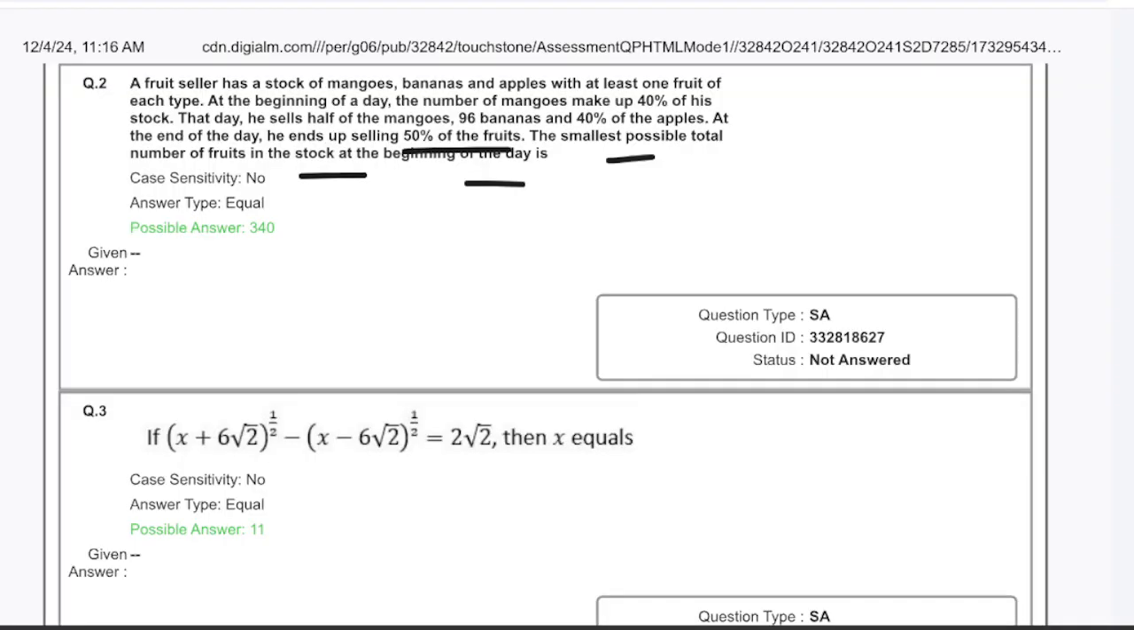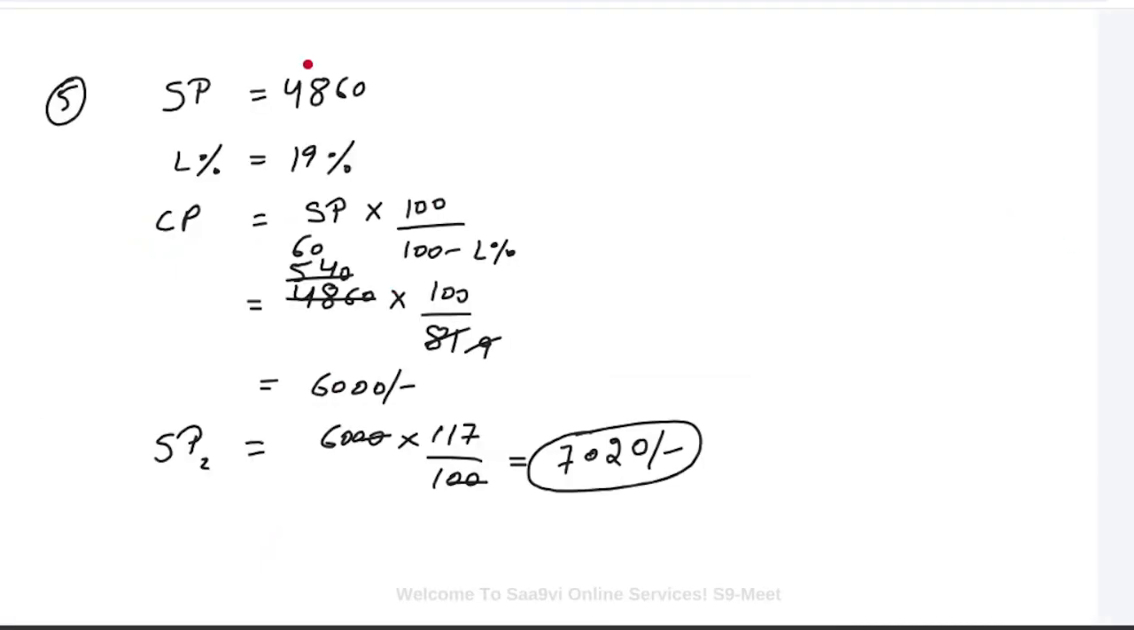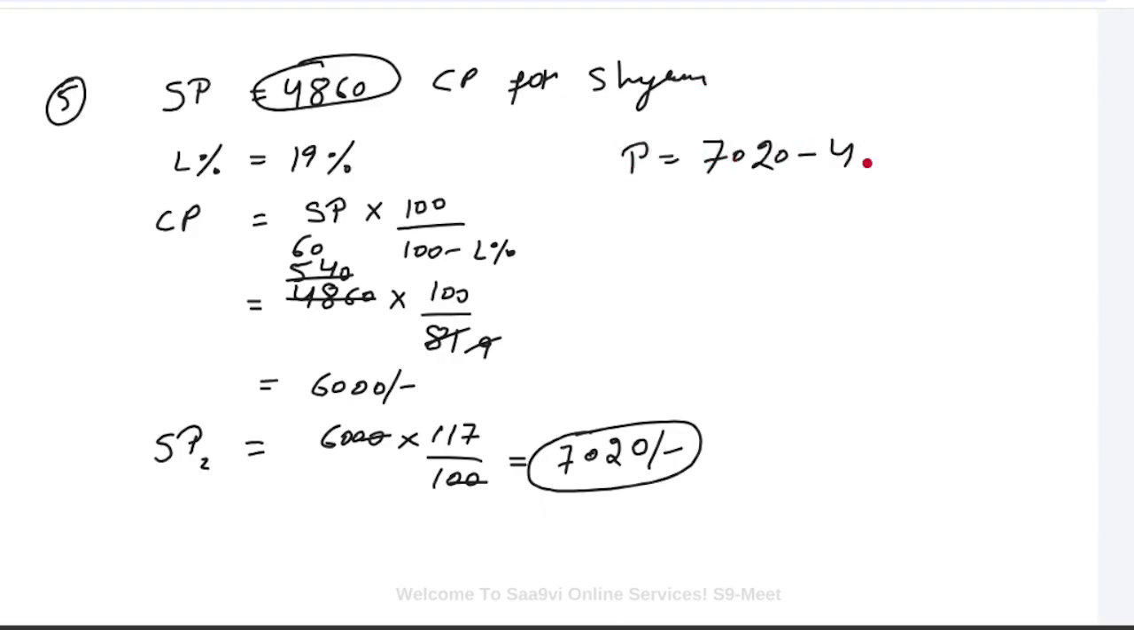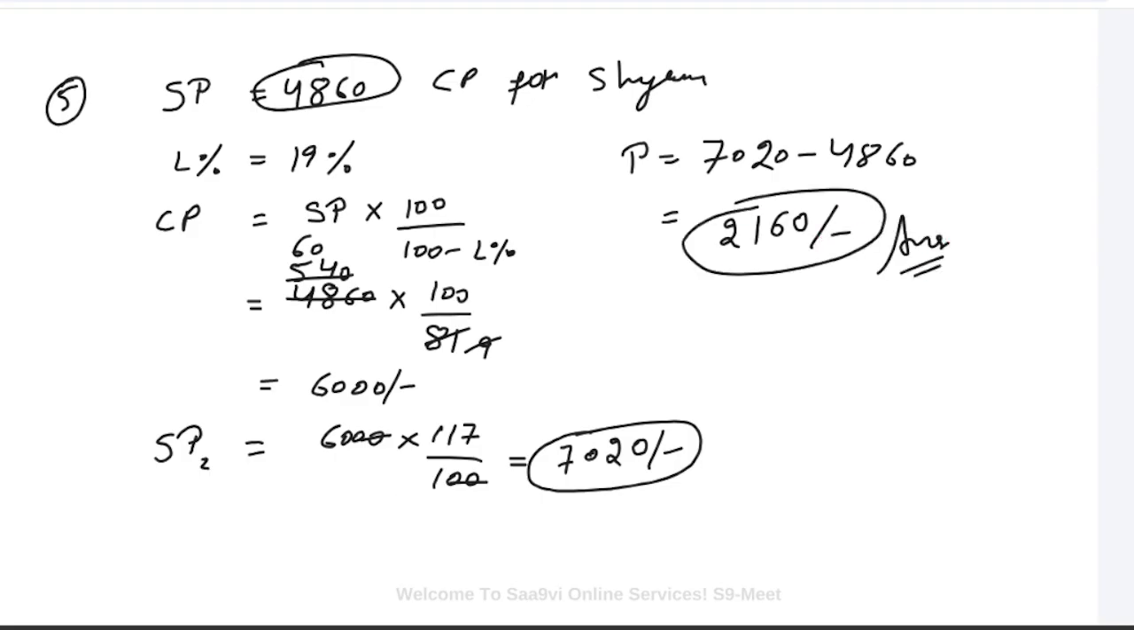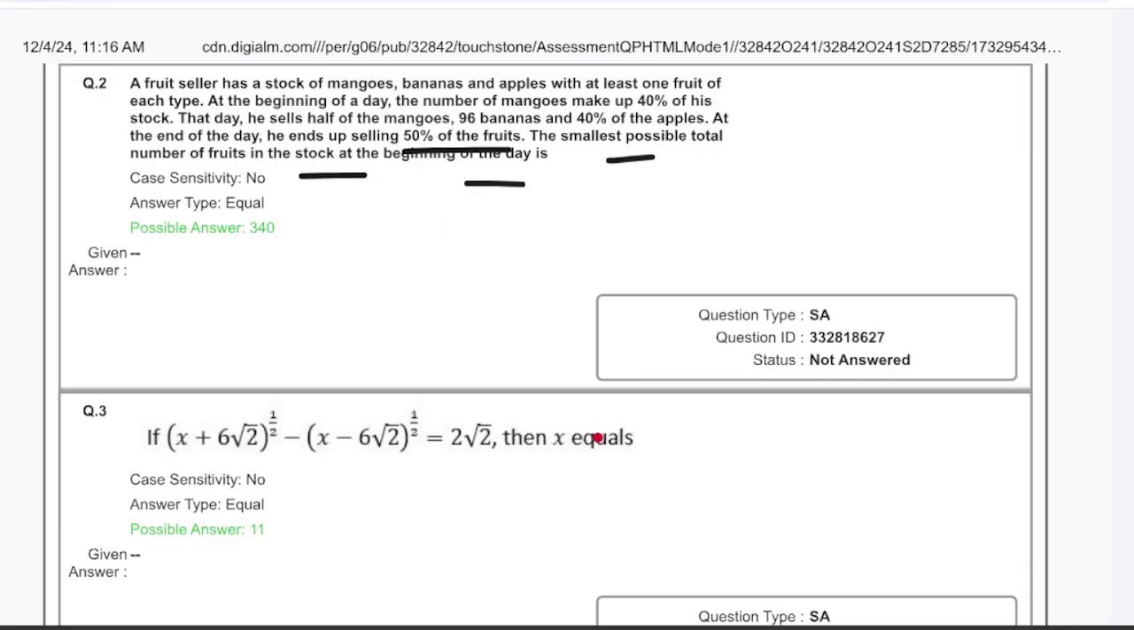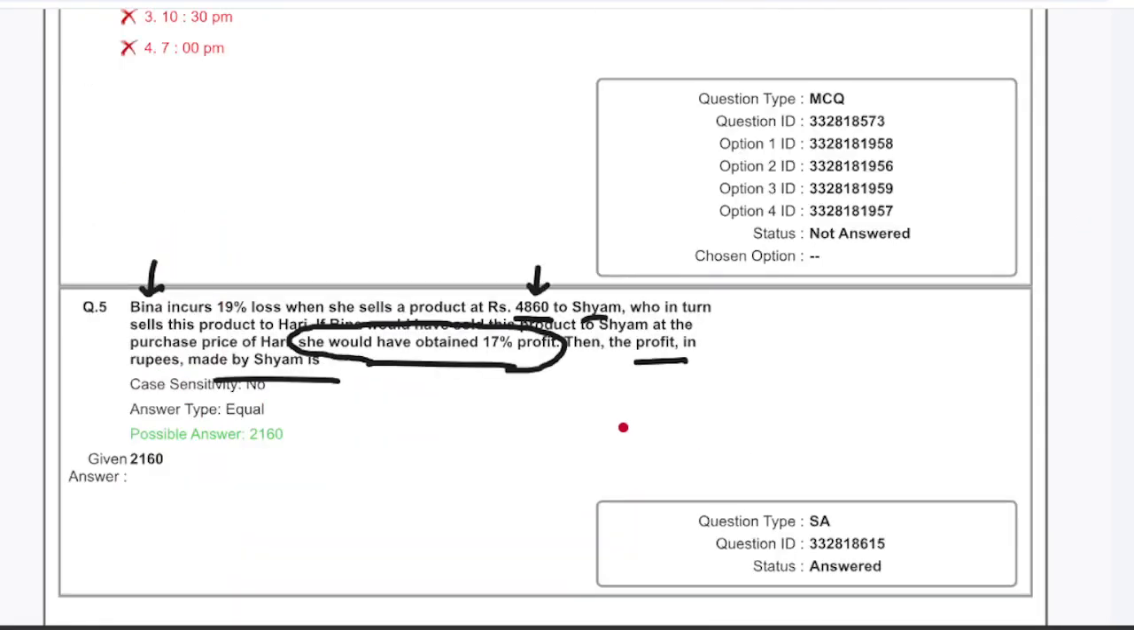Now the profit made by Sham. How much profit did Sham make? Now this 4860 was a cost price for Sham. So the profit he made is 7020 minus 4860. The difference we come out: 0 minus 0, 0, 12 minus 6, 6, 11 minus 9, 2, 6 minus 4, 2. So the profit Sham is going to make is 2160. That should be the answer to this question. That is the answer we have.